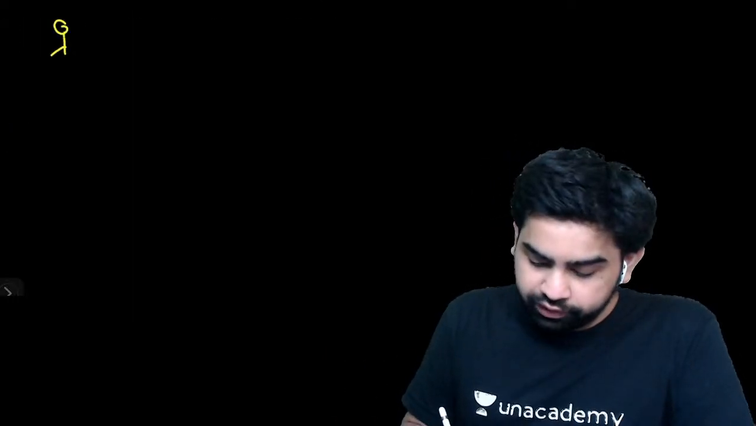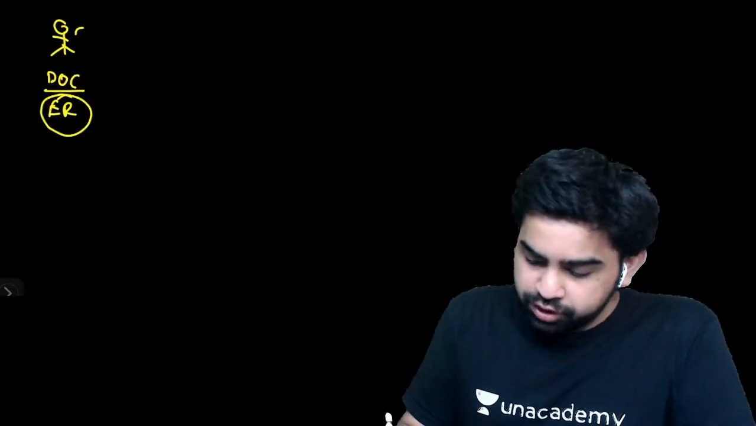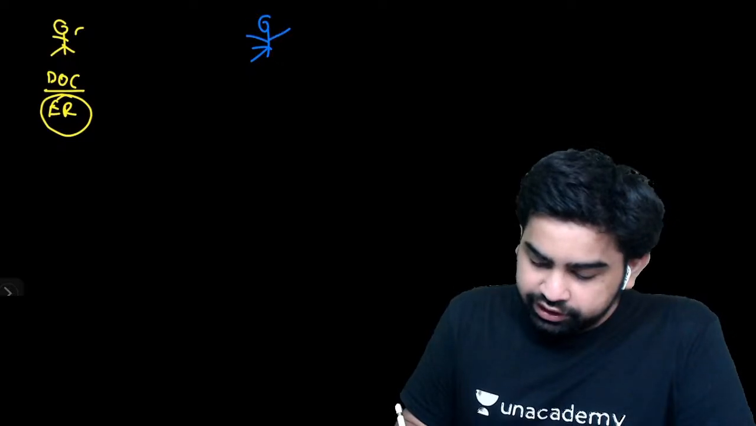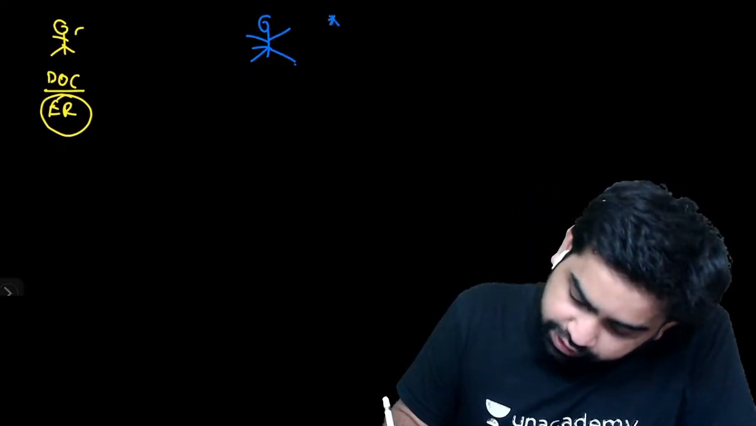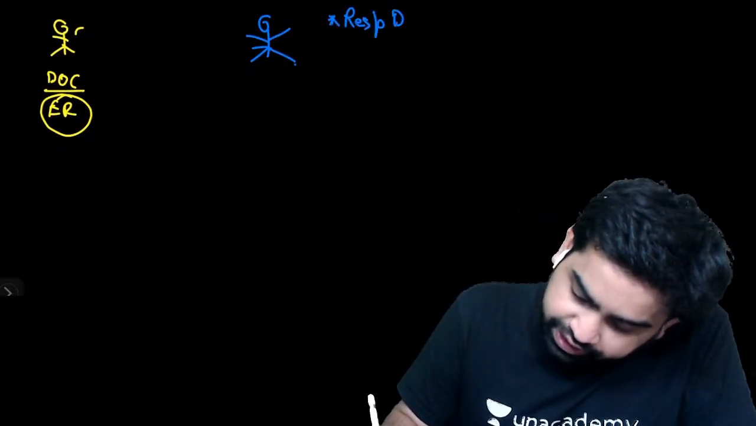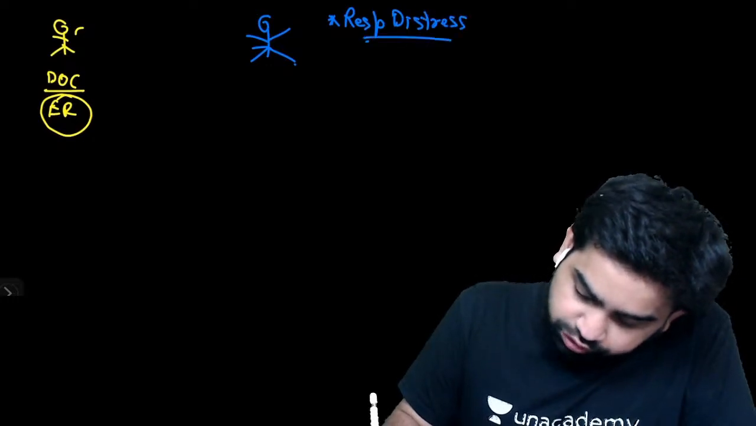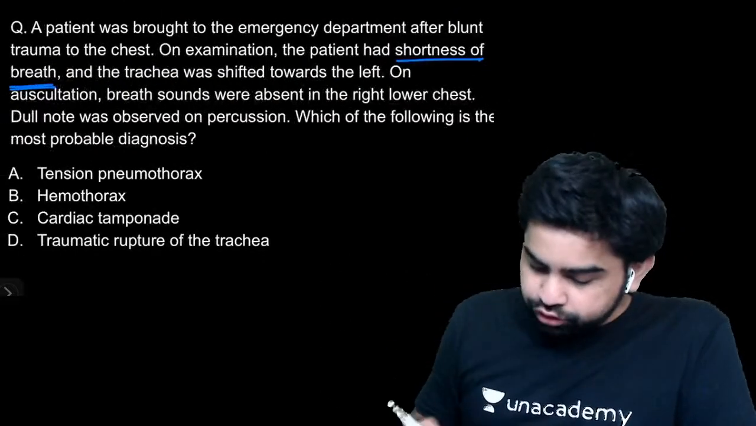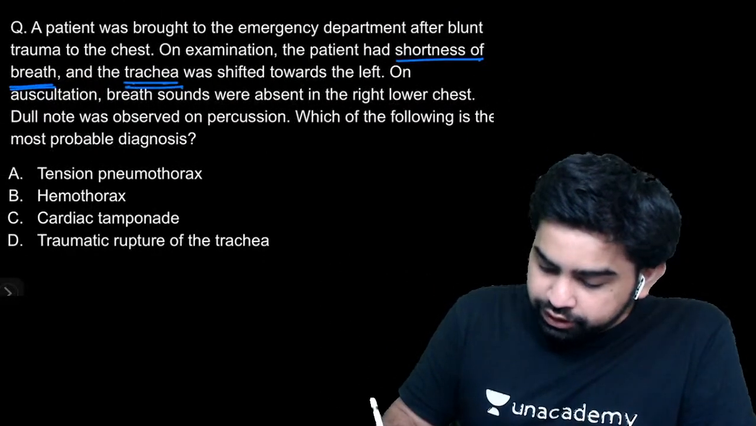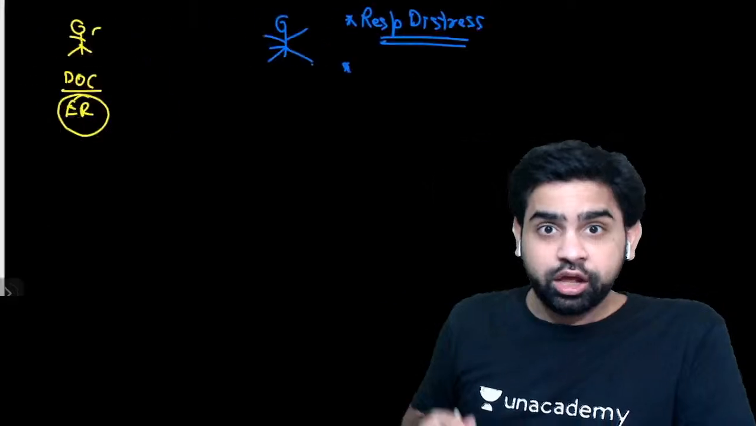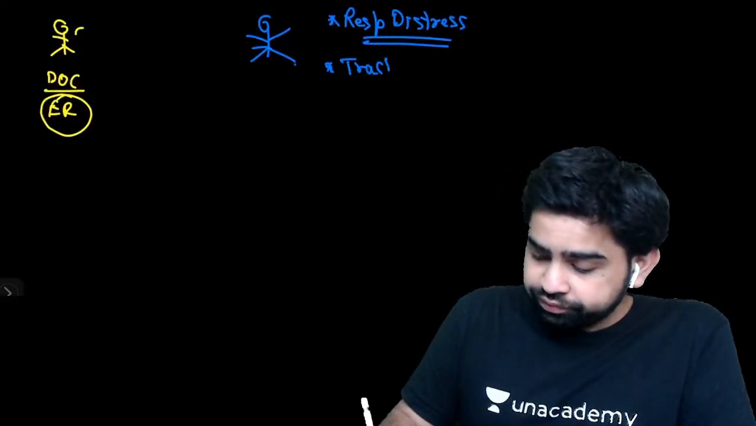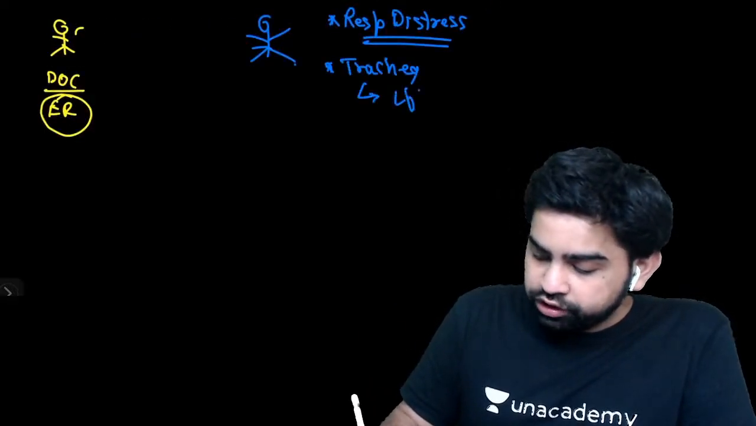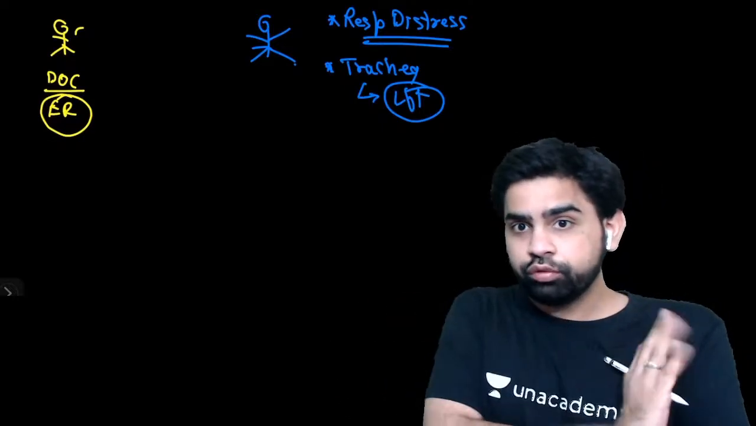So let us make you a doctor in the emergency room. There is a patient who is lying down over there, and this particular patient is in respiratory distress. Now, what else? When you went toward this patient, the trachea was deviated toward the left side. So where was the trachea? It was deviated towards the left side.